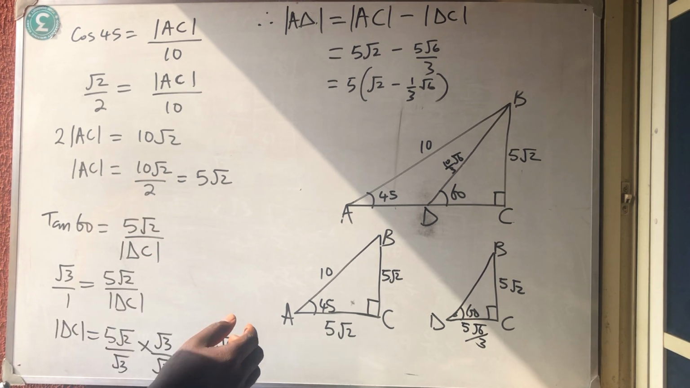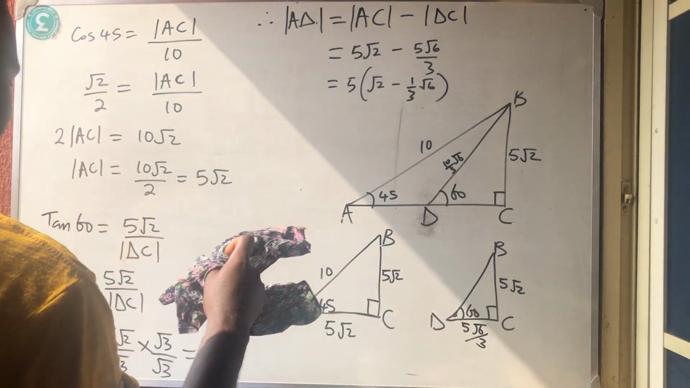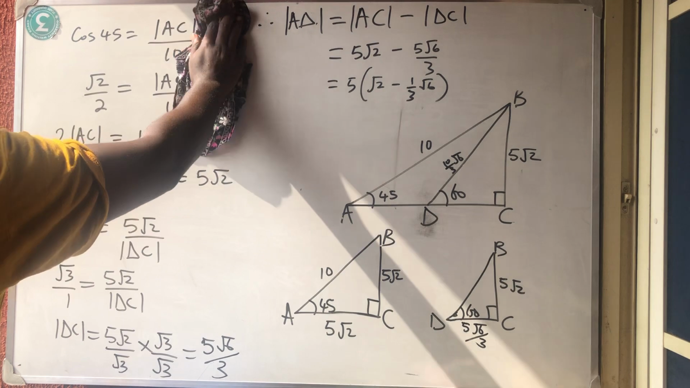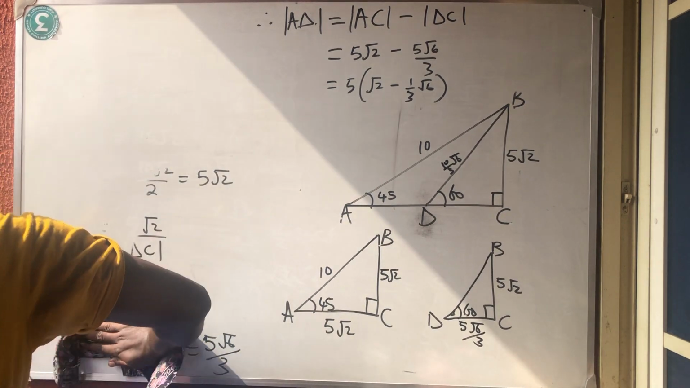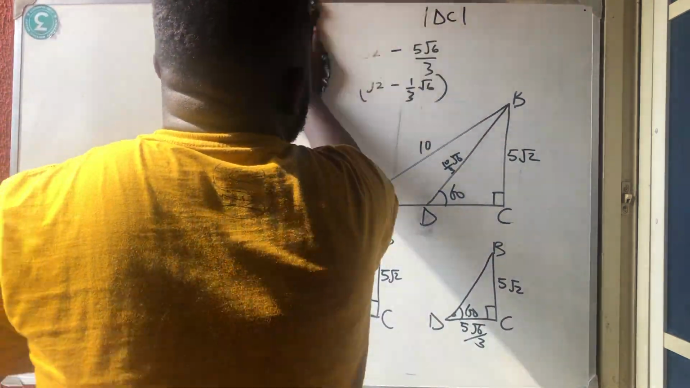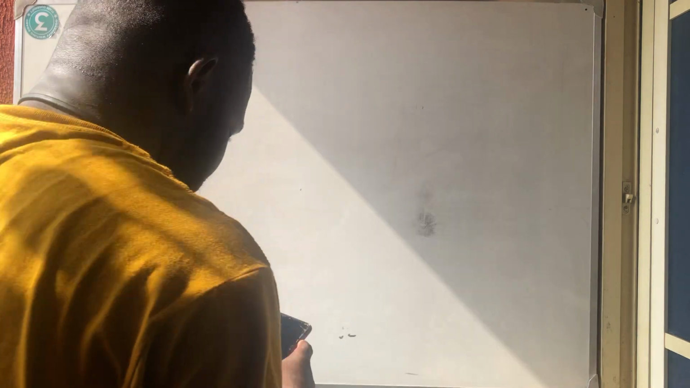If your answer is in decimal, you get just a normal number. I decided to leave my answer in surd because they gave us special angles. Anytime they give you special angles, they are always expecting you to leave your answer in surd. So that's the first question we are going to solve there.